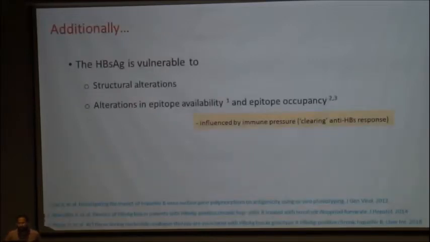Additionally, HBsAg is vulnerable to structural alterations, or alterations in epitope availability, with the duration of the course of the illness as well as with treatment. Epitope availability and epitope occupancy are terms which I will discuss in further slides. These will decide the clearance of the anti-HBs response by the patients.